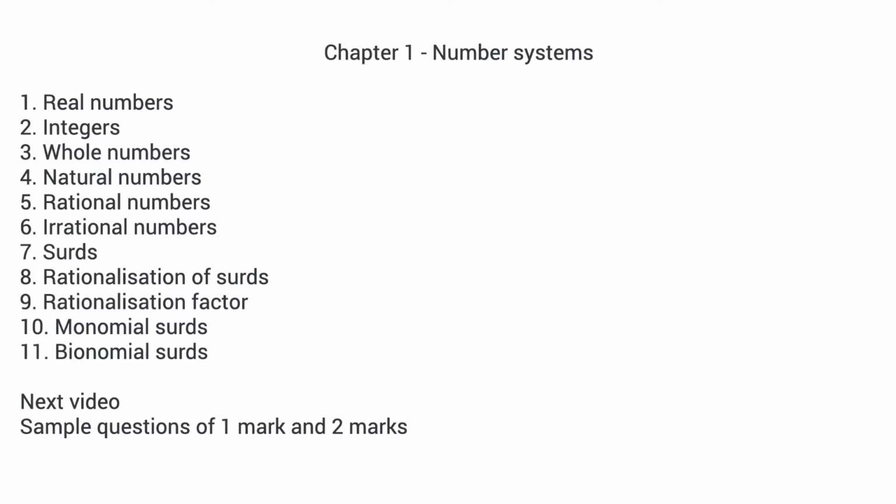Today we are going to cover chapter 1 of ninth mathematics, which is number systems. In number systems, we will cover the following topics: real numbers, integers, whole numbers, natural numbers, rational numbers and irrational numbers, surds, rationalization of surds, rationalization factor, monomial surds and binomial surds. Then in our next video, we will cover solutions of 1 mark and 2 marks questions. Let's start with our first few topics.